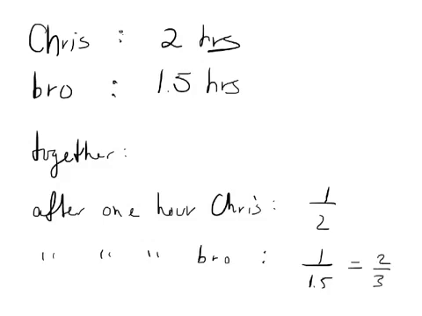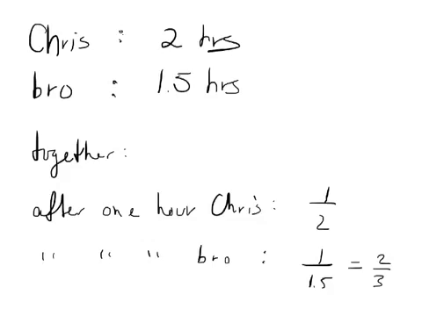But after an hour, the wall would already be completed, right? Half the wall by Chris and 2/3 of it by his brother, that's too much. So we know it's going to be less than an hour already. How can we figure out how much time it would take to paint the whole wall together? Remember, X is the time it takes.